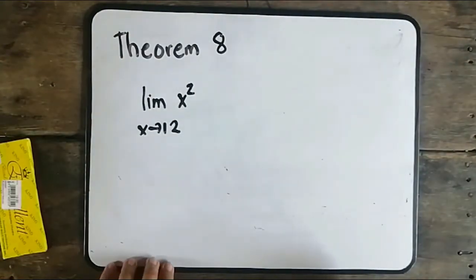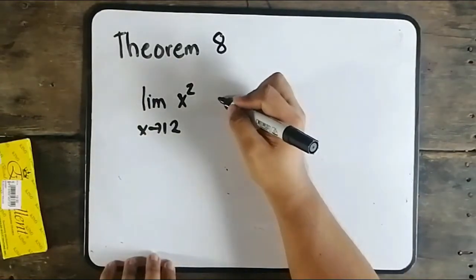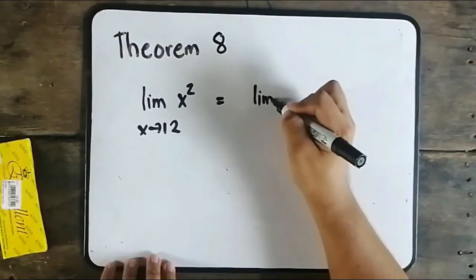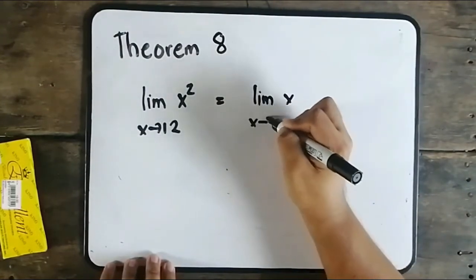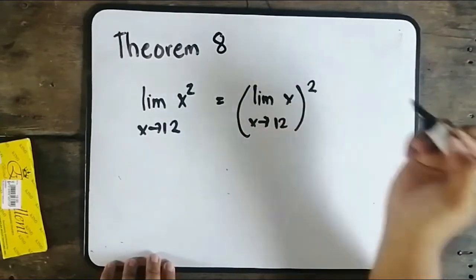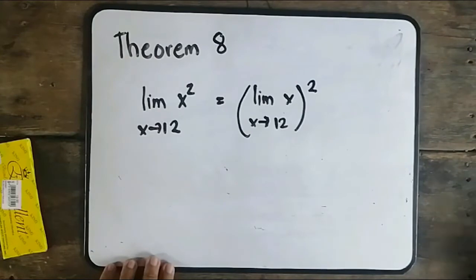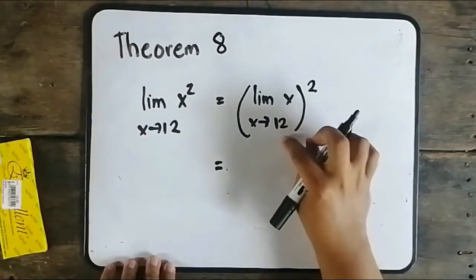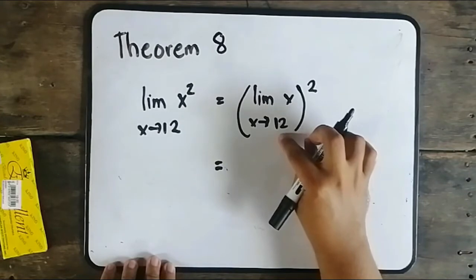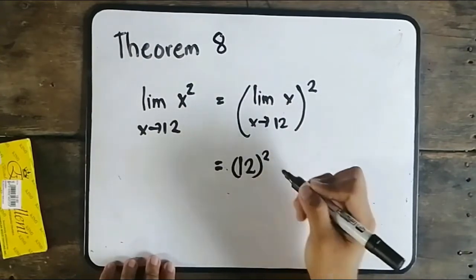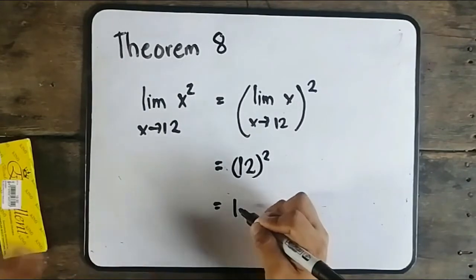So, let's take a look at this example. The limit of x squared as x approaches 12. So, by Theorem 8, pwede nating gawing limit of x as x approaches 12 raised to 2. So, by limit theorem number 3, this is equal to 12. Okay? Raised to 2. So, the answer now is 144.